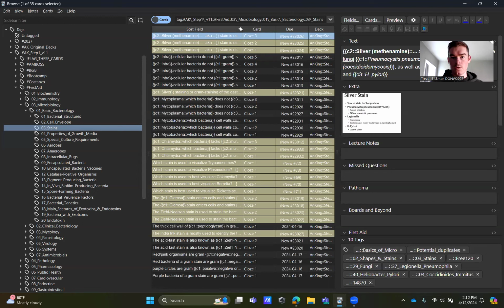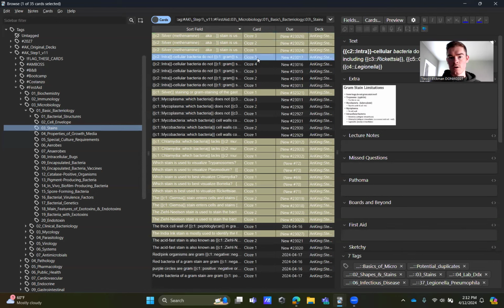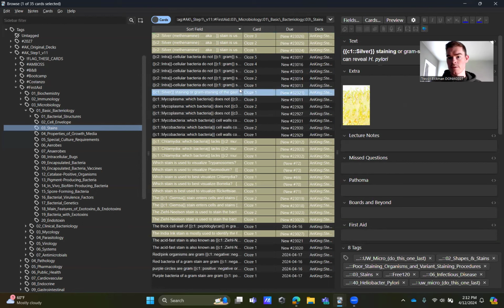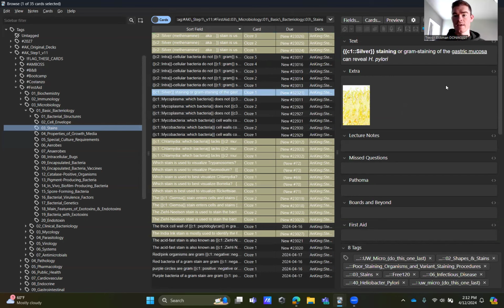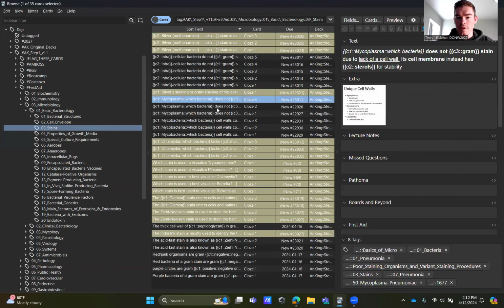Make sure your cards are organized the same as mine, with the arrow pointing down here. For this one, we're going to skip the first three cards, and then you're going to get these next five. You're going to skip over the silver staining card because we only need to know two stains, the gram stain and the acid-fast stain. Then you're going to come down and grab the next six cards, and then we're going to skip a good chunk.